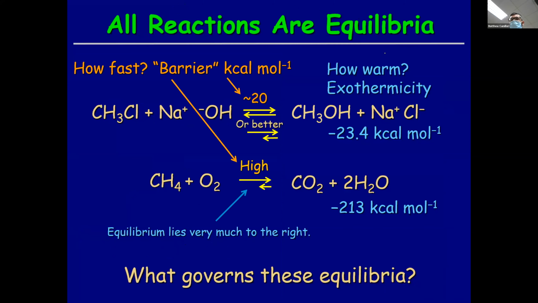So, how fast? A barrier for a reaction. So, how warm? It will be the energy required for exothermic. Okay? So, if something is exothermic, then this means that it will release energy. How fast? Okay? How fast is going to be how easy it is to break the bonds, how easy it is to actually start the reaction. So how fast, normally we're going to be speaking about the activation energy.